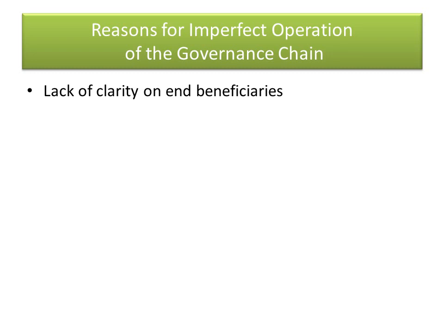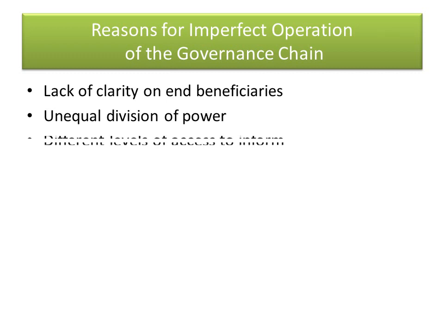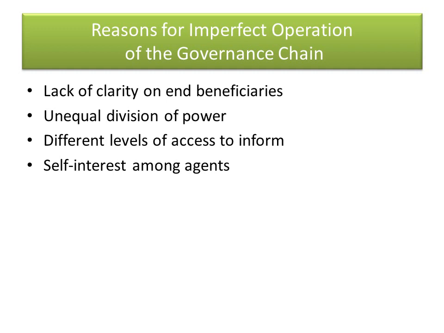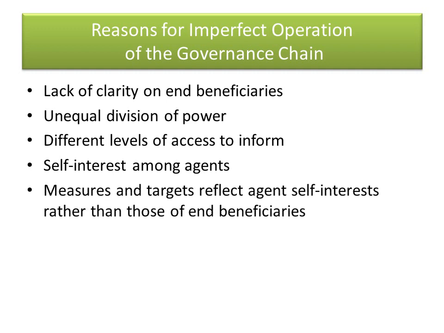So why can it all go wrong in governance? Lack of clarity, unequal division of power, perhaps there's an executive with too much power, different levels of access to information, self-interest among the agents, and measures and targets that reflect agent self-interest rather than those of the end beneficiaries.